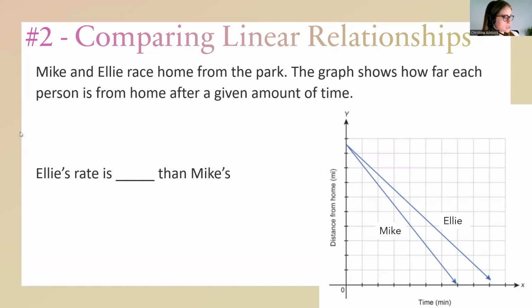All right, so this kind of makes sense. If we interpret, we see what we're doing here. So this is where they're at. This is the park. And then they're racing home. So it's decreasing because they're getting closer and closer to their house, to their home. And then our X is the time in minutes.